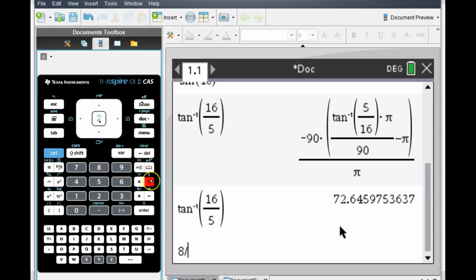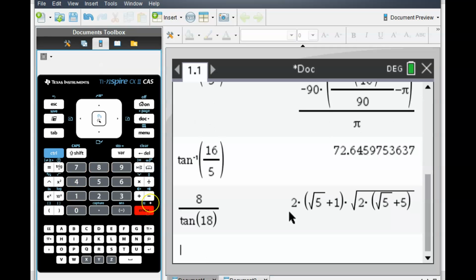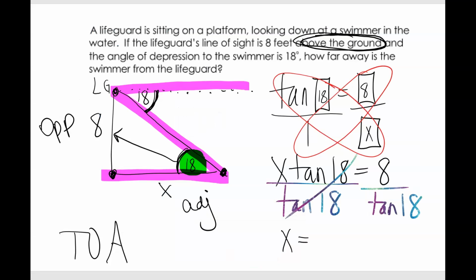8 divided by the tangent of 18. So that gives us 24.6215.